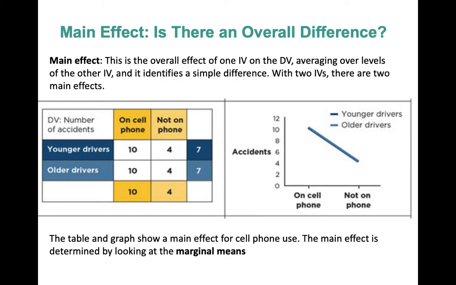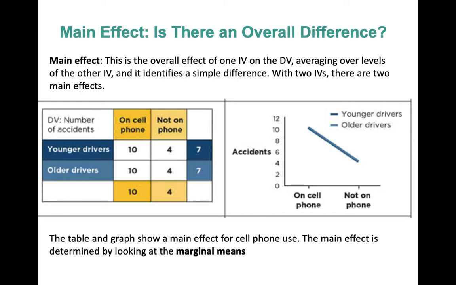And then we're going to say, is that consistent for both of our groups of drivers, or does it depend? Well, we can see very clearly that we get that exact same consistent effect regardless of whether we're talking about younger drivers or older drivers. So what we can say is that the effect of using a cell phone, which is to have 10 accidents versus 4, does not depend on driver age. Therefore, there is no interaction. Those two variables do not interact with one another.